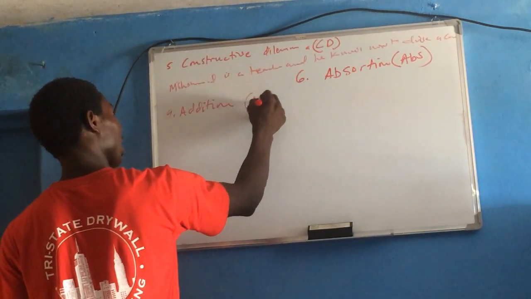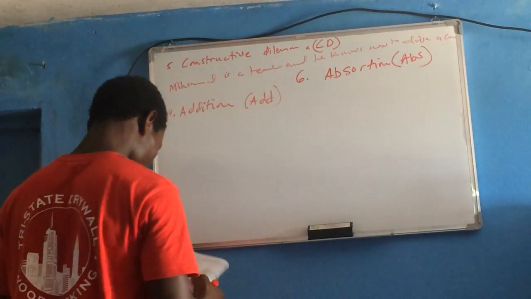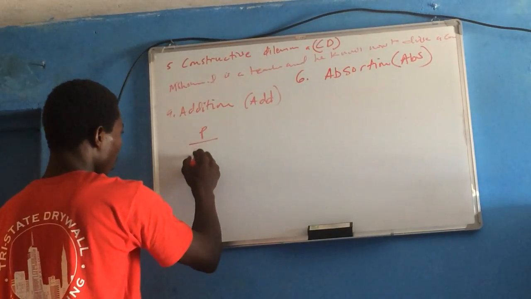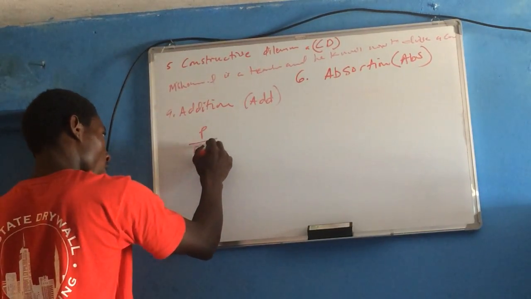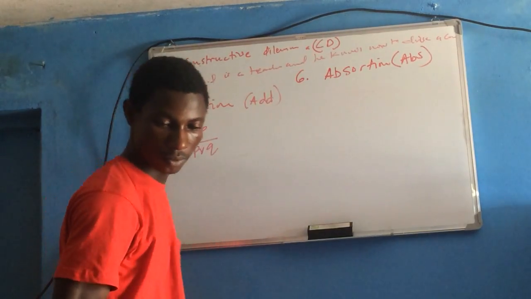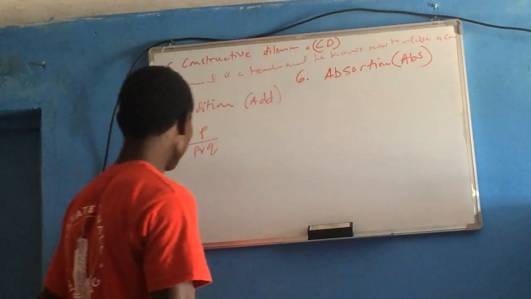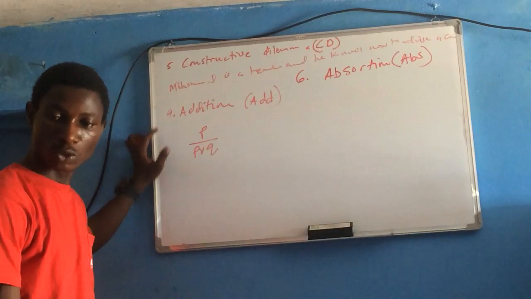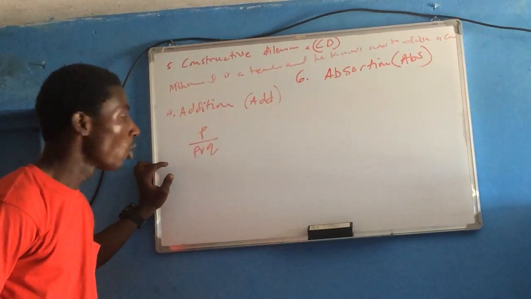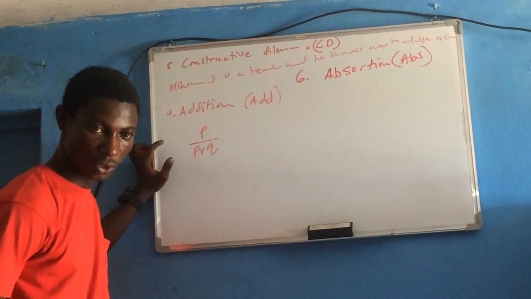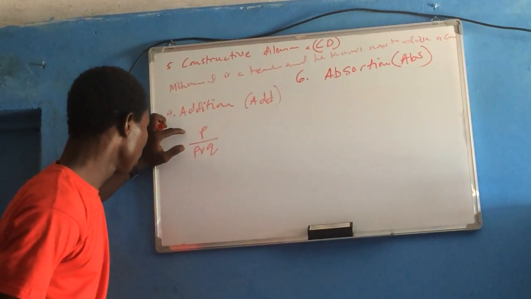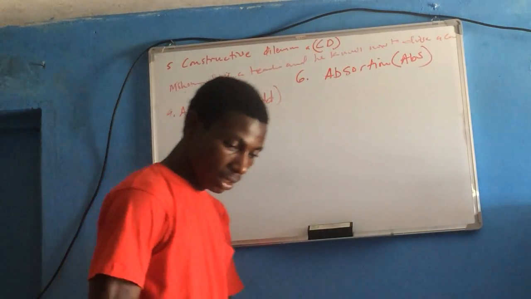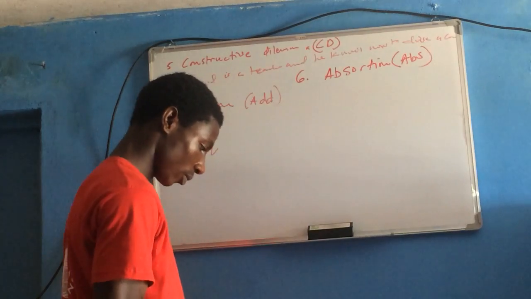Addition, which is abbreviated as ADD. Now addition is trying to say P, therefore P or Q. Only the P stands alone as a premise, and we have two conclusions. We only have one premise and two conclusions. P, therefore P and Q. Mohammed is a man. P, therefore P or Q, which stands on its own.